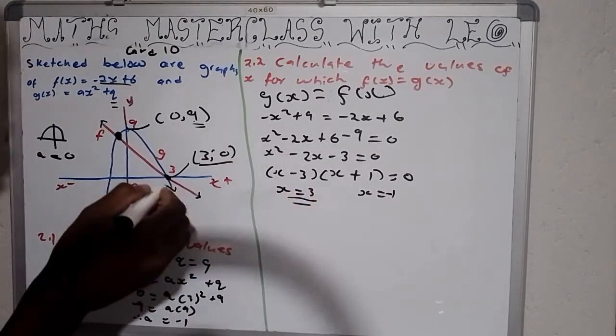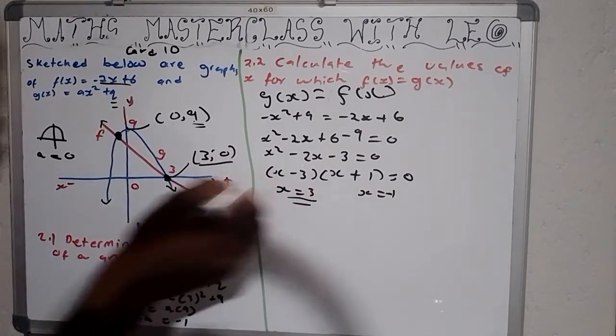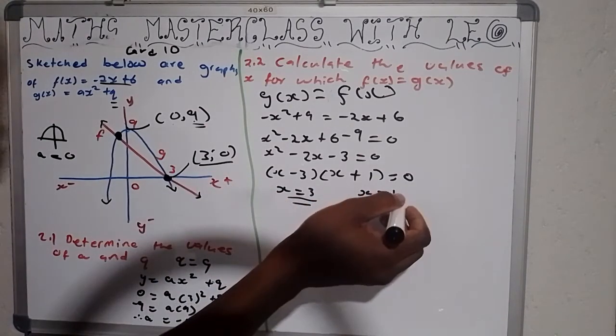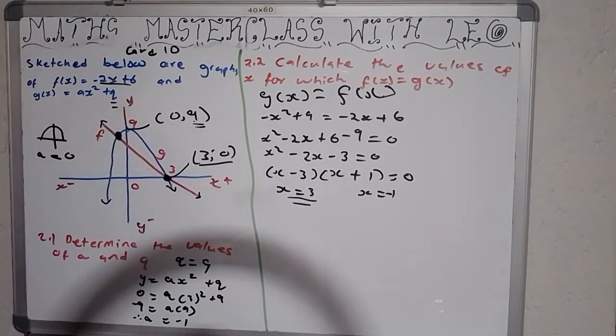This is this point. That is the first point. The second point is this one, which is on the negative side. It makes sense. It really makes sense.